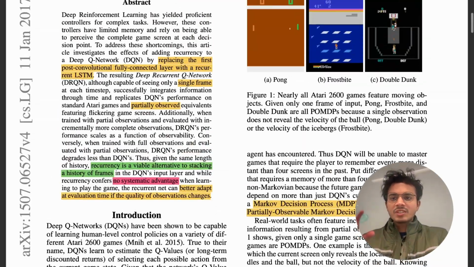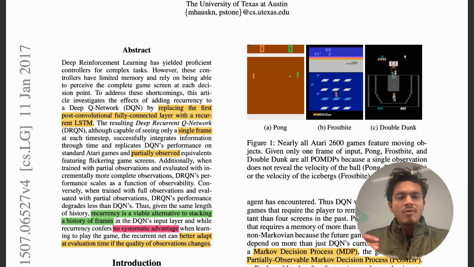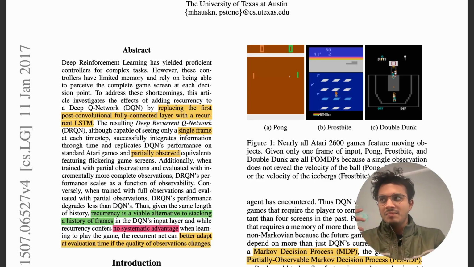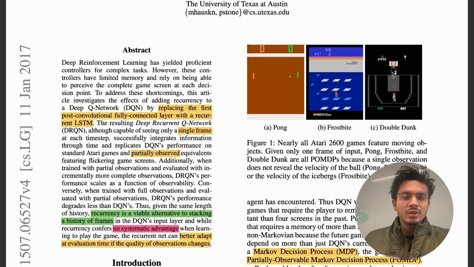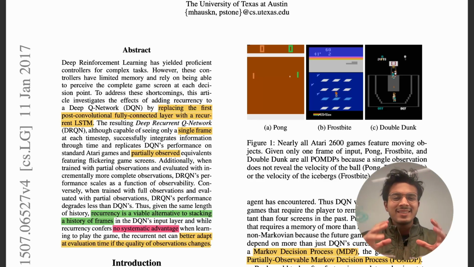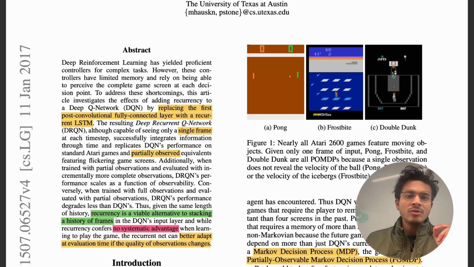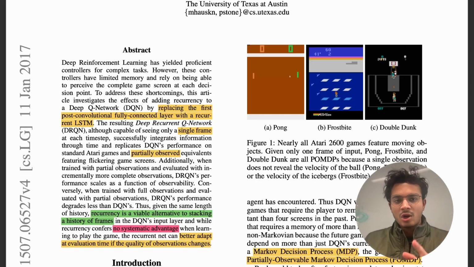Fine. So this was the whole point of having recurrency in the neural network. The key hypothesis is that the DRQN can better handle partial observability because it leverages the memory capabilities of recurrent networks. Also, the core idea is that recurrency offers an alternative to the stacking that I talked about in the input layers of DQN to deal with partial observability problems.